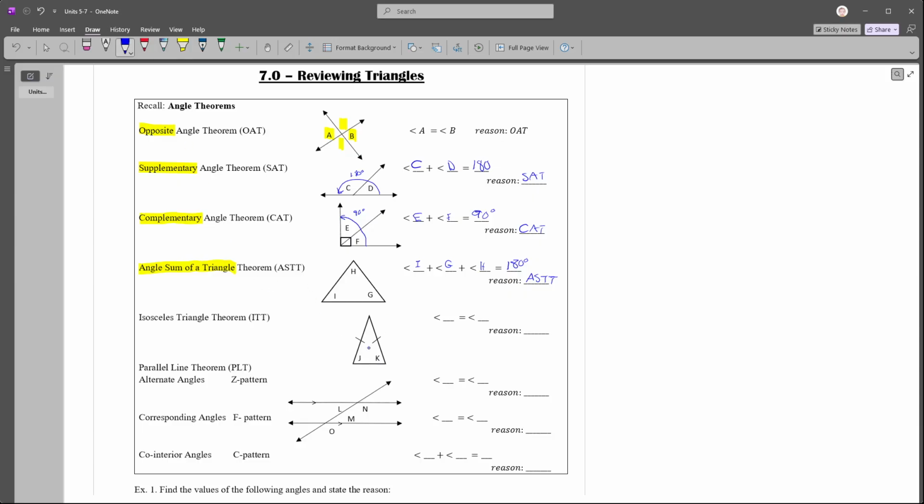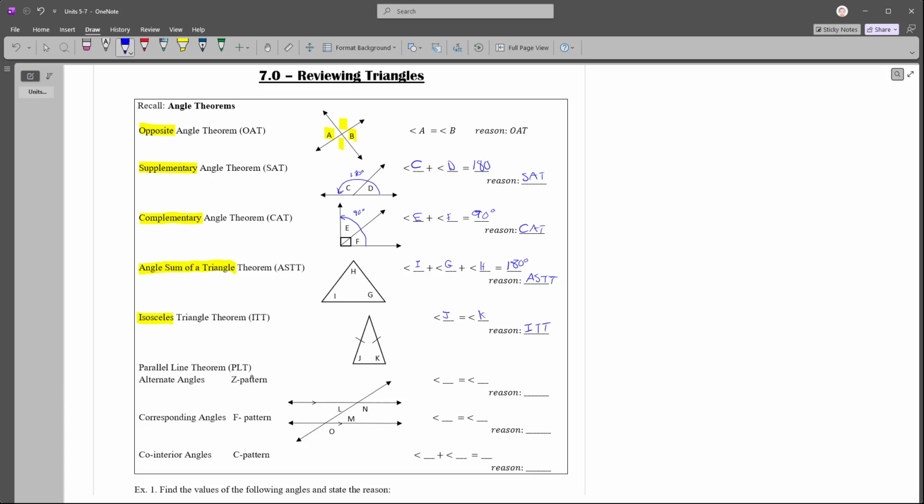So the next one, we have an isosceles triangle. In this isosceles triangle, we know that two sides are going to be equal. But because they're equal, that means that the two angles at the bottom where those two sides separate are going to be equal as well. So we call this the isosceles triangle theorem, or ITT. Okay, so in this case, angle J is equal to angle K. This is the ITT.